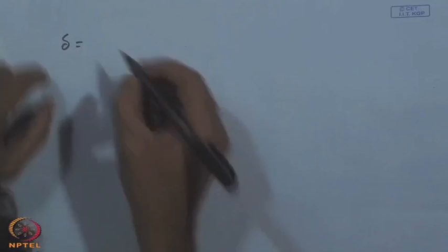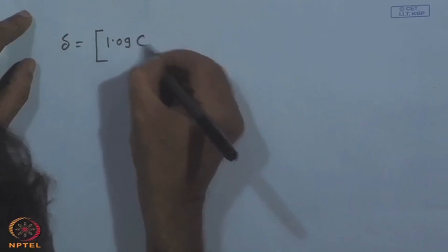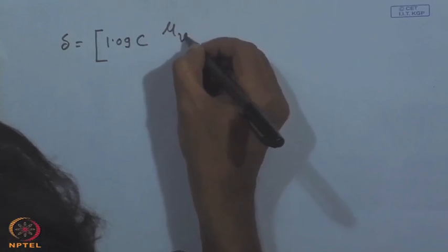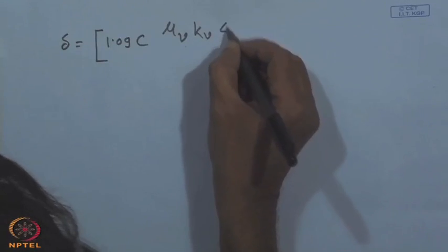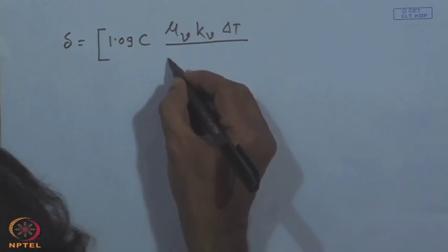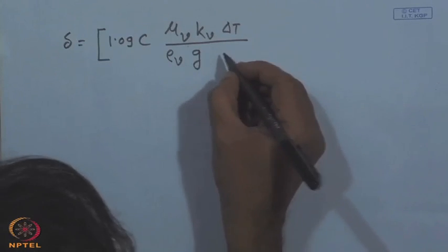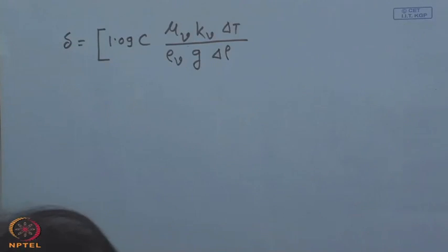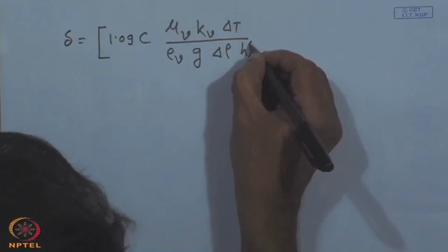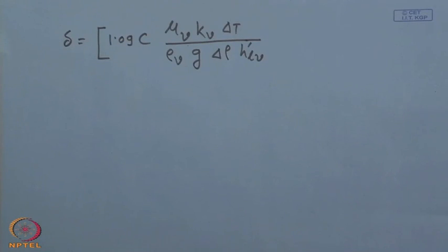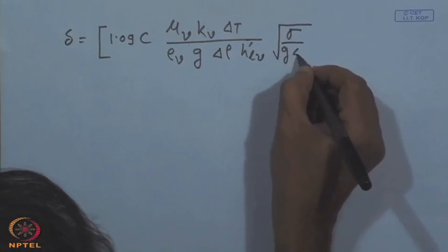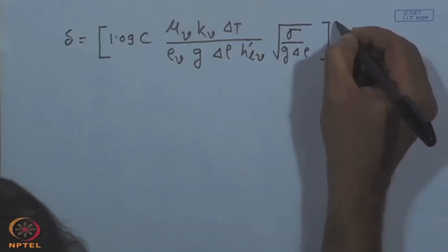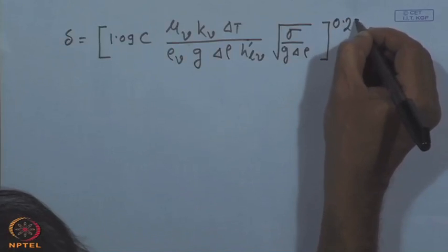So, delta, the vapor film thickness, can be calculated as 1.09 C, which is a constant, mu v, the viscosity of the vapor, K v, the conductivity of the vapor, delta T, the temperature difference, divided by rho v, g, delta rho, the density difference between the liquid and the vapor, HLV dash, a modified latent heat of vaporization, and then our known parameter sigma divided by g delta rho, all within a bracket and to the power 0.25.